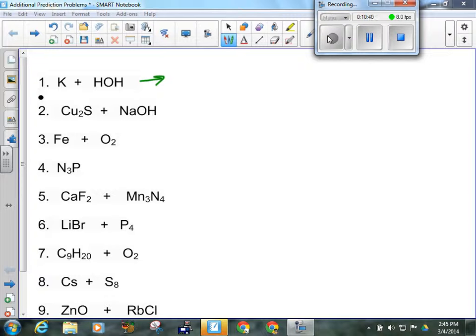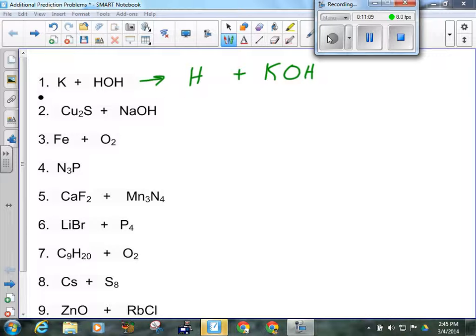Now, in this compound, hydrogen hydroxide, more commonly known as water, what is acting as the metal? Hydrogen or hydroxide? Hydrogen. Hydrogen is positively charged. Metals are positively charged. So, hydrogen is behaving as the metal because it is listed first. So, on this side then, hydrogen will be by itself, and potassium will be with hydroxide. So that's the first 2 steps. The first 2 steps of predicting are identify the reaction type and predict the products.